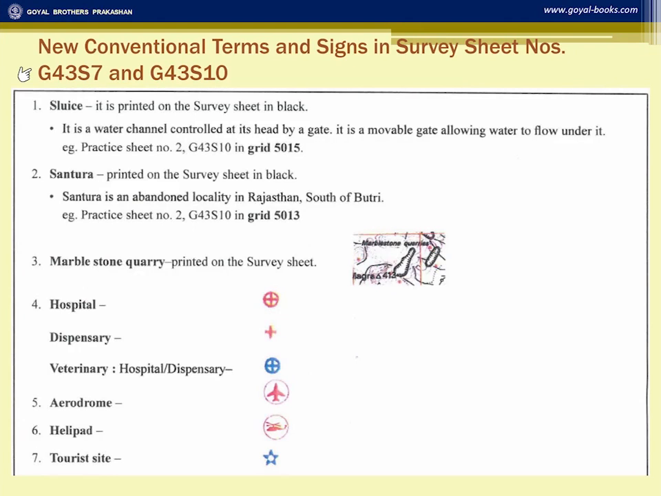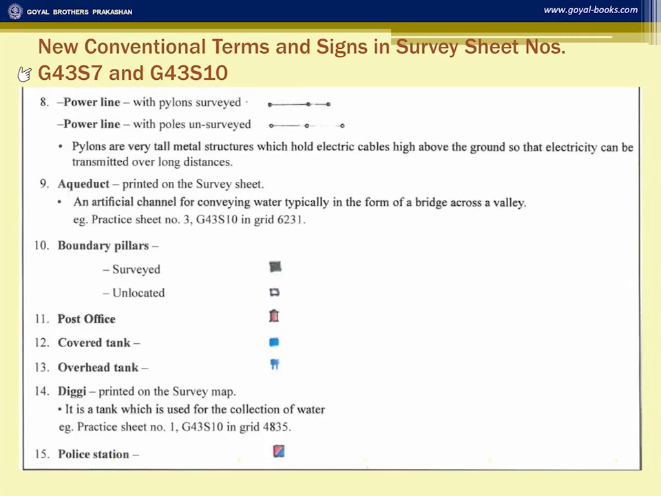The new survey sheet numbers G43S7 and G43S10 have some additional conventional signs and symbols as shown in the given sheet. It is important to study and familiarize yourselves with the new symbols along with their explanation or definition. These are based on the survey sheets given in your textbook by Goyal Brothers Prakashan.